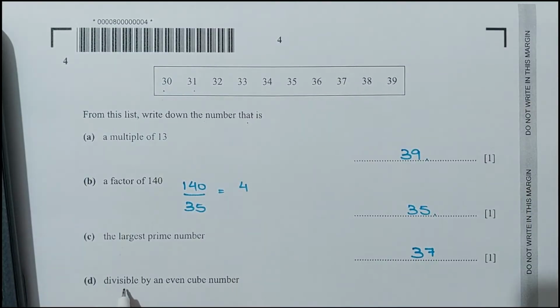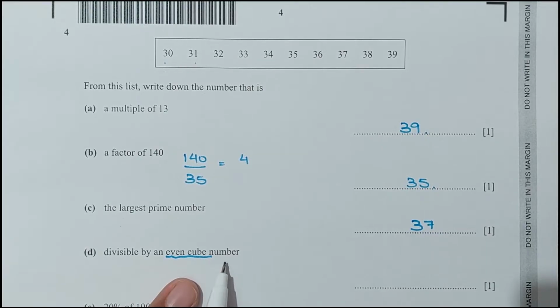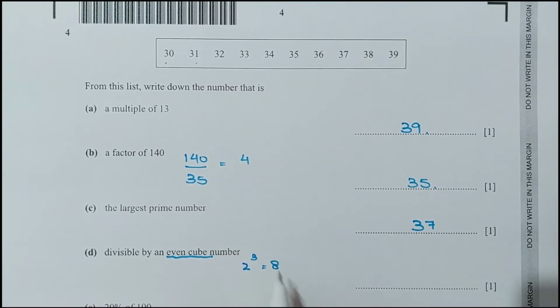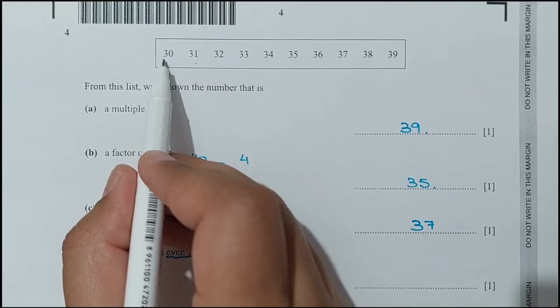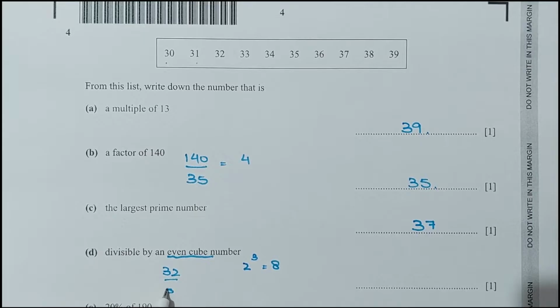Part D, divisible by an even cube number. Which number is divisible by an even cube number? Okay, an even cube number is a number where you pick an even number and take its cube. Let's say 2 is an even number and its cube is equal to 8. So which number is divisible by the even cube number? Let's suppose 2, which gives 8. Is 30 divisible by 8? No. 31? No. 32. 32 is divisible by 8. Yes. So 32 is divisible by the even cube number from 2.